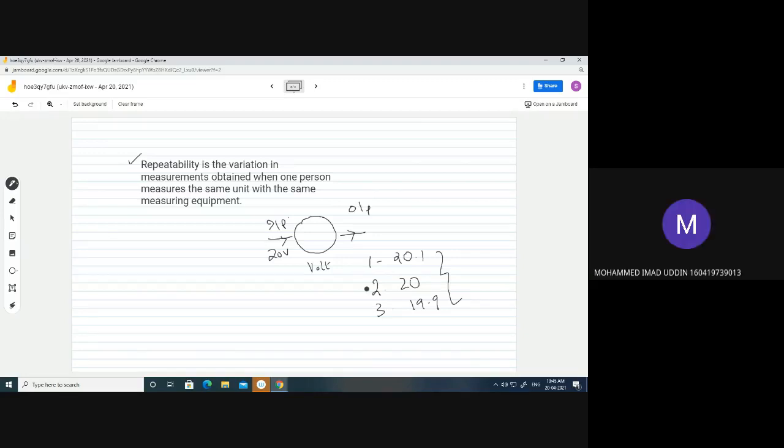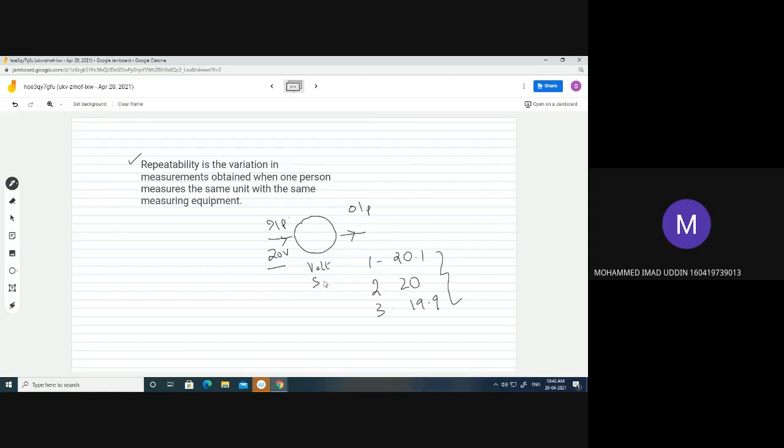No, sir, I am asking about the circuit. The circuit will be absolutely the same. See, understand here the scenario. I'm considering a case of a voltmeter. According to this definition, if the input is the same, and it is observed multiple times, and the instrument is also the same. Are you getting the point?